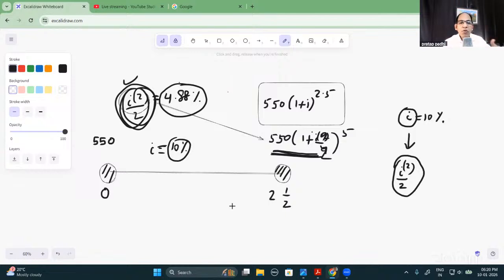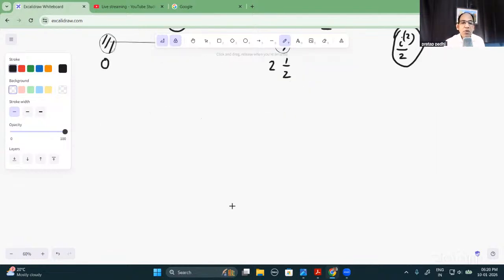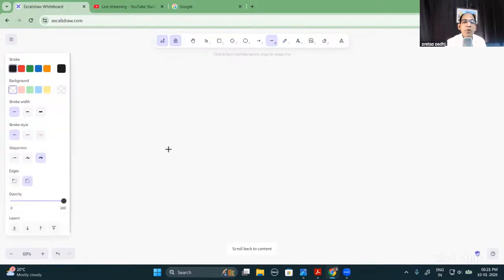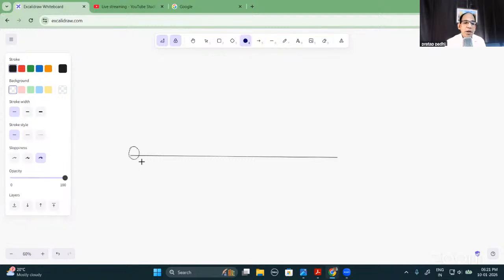Now, these conversions I'll discuss in another 10 minutes. Before going to the conversion, what we'll do is I'll discuss this one, discount rate.